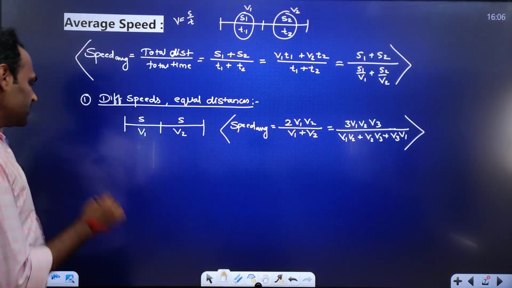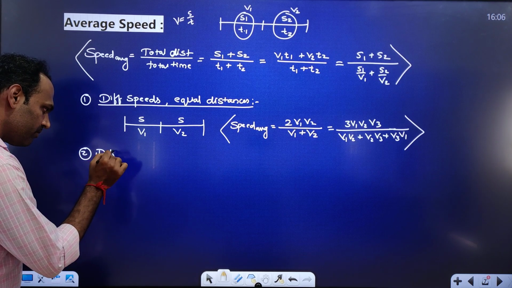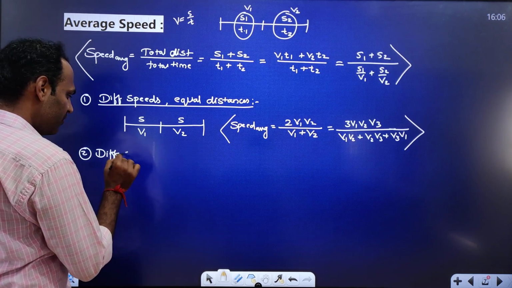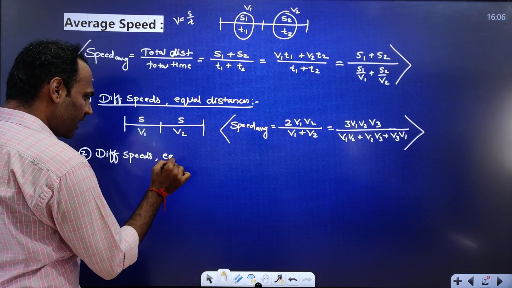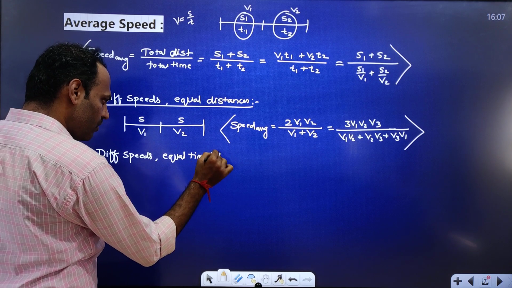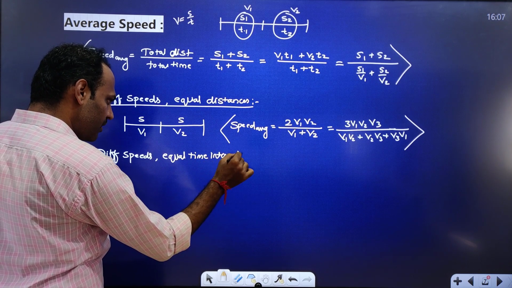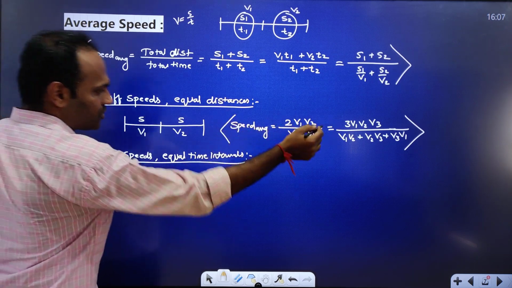The first case. Second case, different speeds in equal time intervals. A body has traveled with different speeds in equal time intervals. Okay, equal time intervals. Okay, if the speeds are different and distance is equal, use this formula.